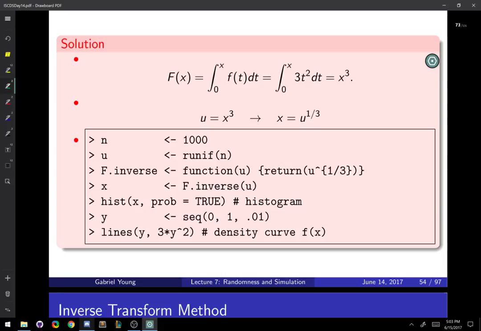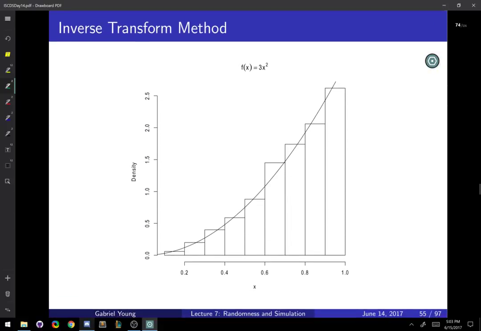And then you simulate, let's say, 1,000 uniform draws, stick them into the function f inverse, and store that as x. If everything worked out, then the true probability density function, which is actually a common one, do you know what that is? It seems like a very simple one.